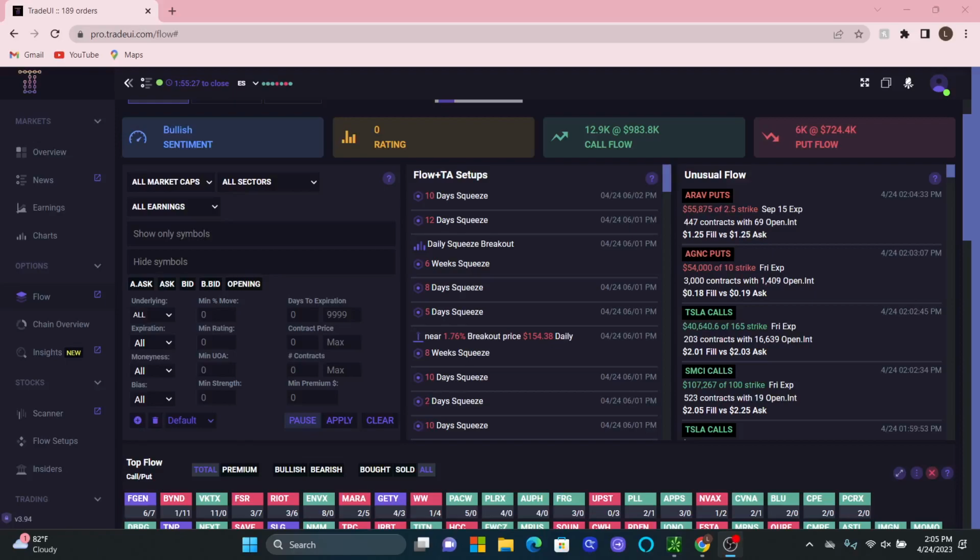What's going on, everybody? I'm here with TradeUI, showing you how to use the option flow indicator to give yourself a trading edge. There's a cool new filter that's been plugged into the filtering system, and that is how we can actually filter out the option flow based on market cap. Now, why is this important?